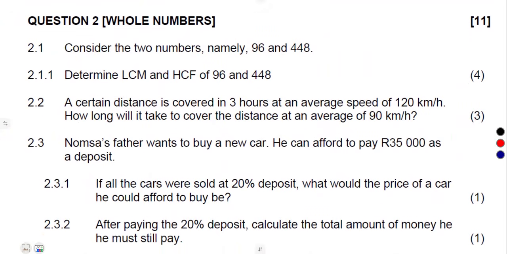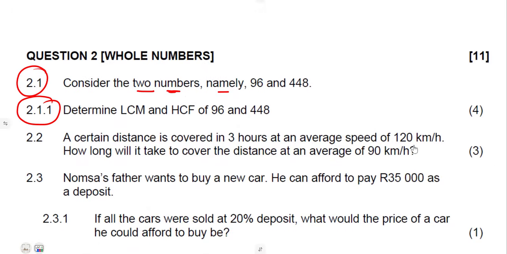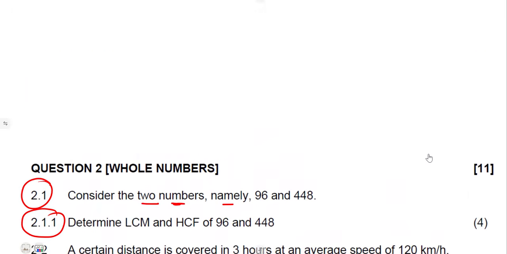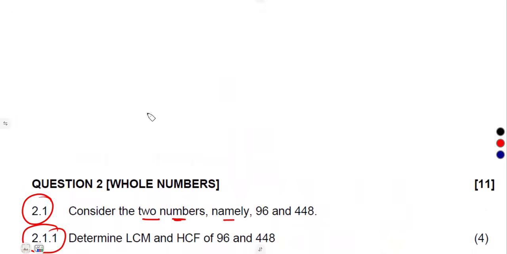They are saying on question number 2.1, consider the two numbers, namely 96 and 448. 2.1, determine the LCM and HCF of 96 and 448. All right, let us just express these numbers as a product of their prime factors.